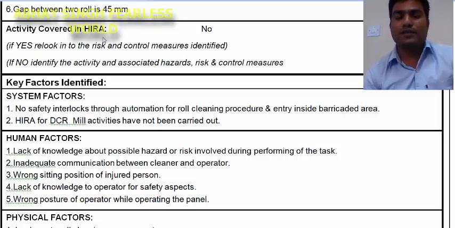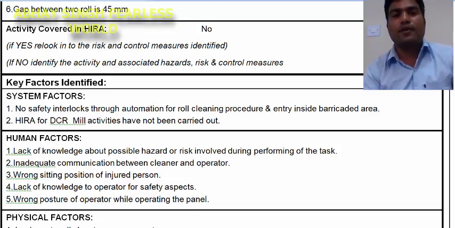And was the activity covered in HIRA? I think in this investigation HIRA was there. That means hazard identification and risk assessment. But in this HIRA, no hazard or risk was identified for the roller cleaning. That means the person who made the HIRA was not able to identify the hazards associated with roller cleaning, and the risks and control measures.